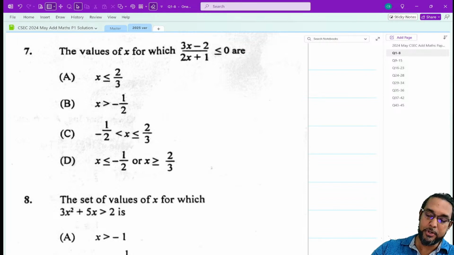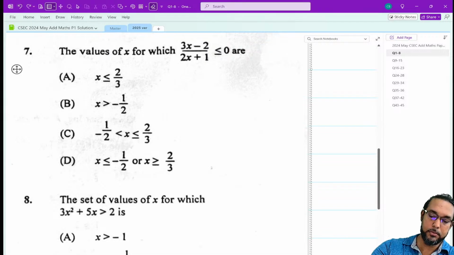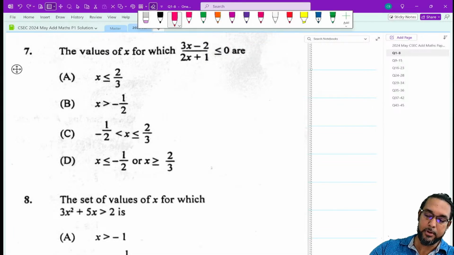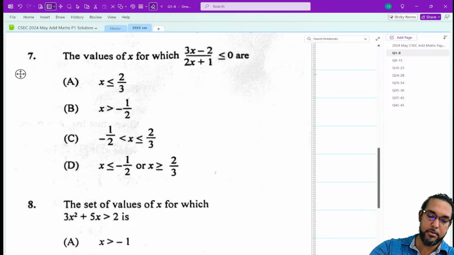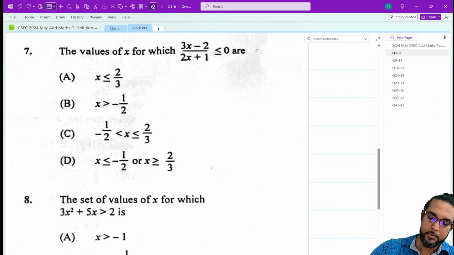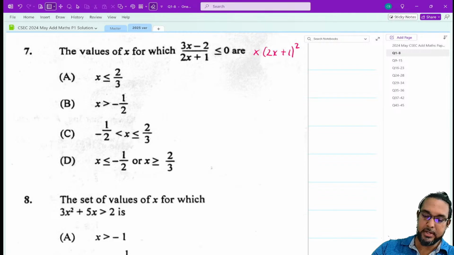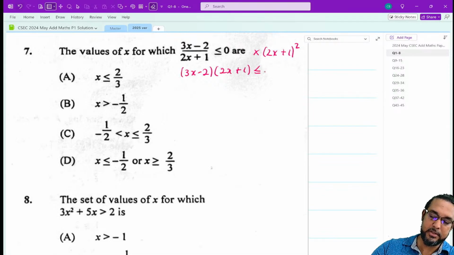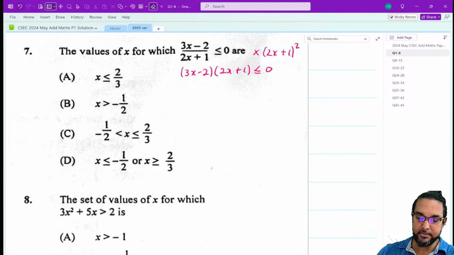Okay, so what we do is we multiply. Yeah, we're going to multiply by 2x plus 1 squared. So what that does is it basically creates a factored quadratic, 3x minus 2 times 2x plus 1, less than or equal to 0. Okay, so that means negative.